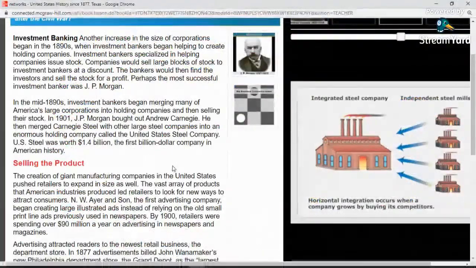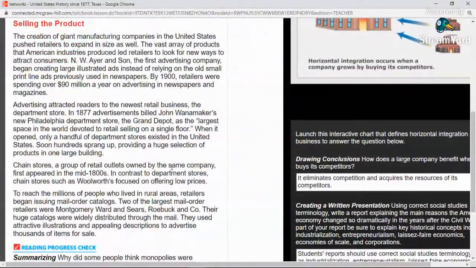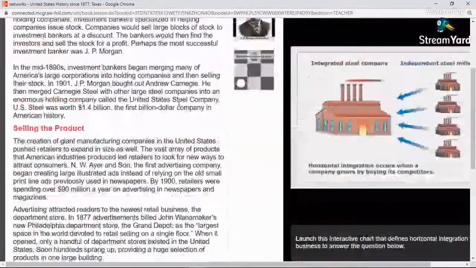This all began around this time. And then selling the product. The creation of giant manufacturing companies pushed retailers to expand in size as well. So now we have more products that people could sell all over the United States. And it started advertising companies, which began creating large ads instead of old small print. And then retailers were spending 90 million a year to advertise. So this is the beginning of advertisement.